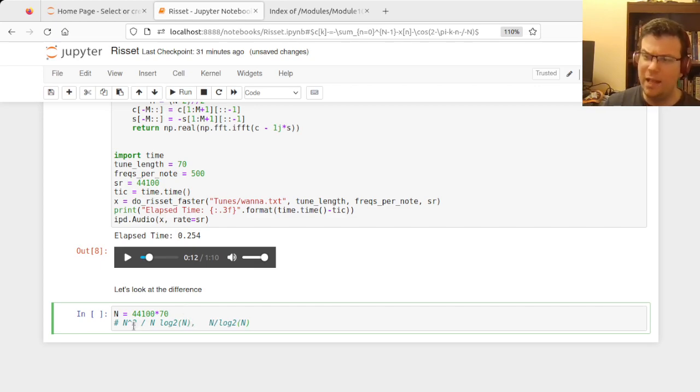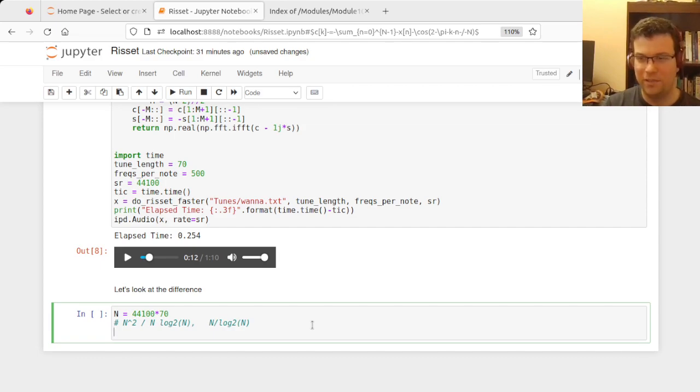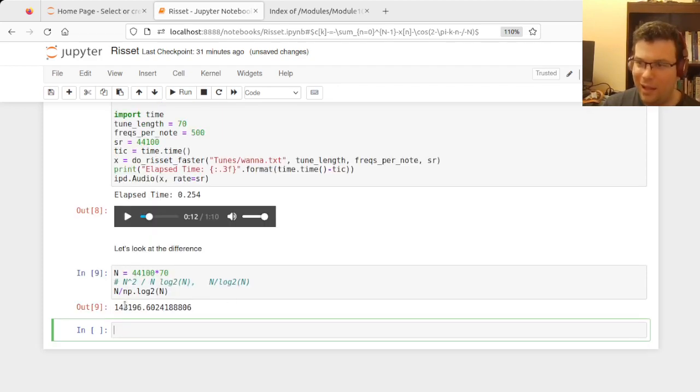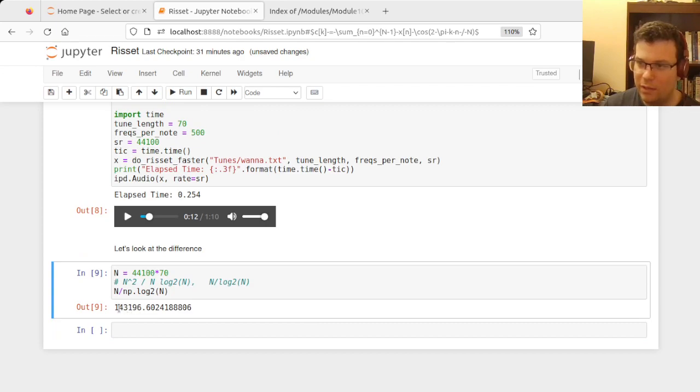N squared scales very poorly as n gets large. This is really going to blow up, and n log n is not. So let's just get a back of the envelope estimate of the speedup here. So n over log 2 of n. This is humongous. This is almost 150,000 times faster than it would have been.